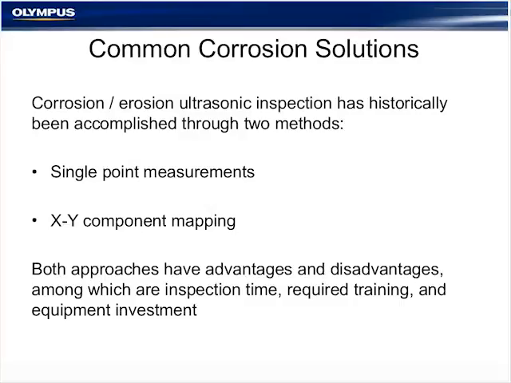And a more sophisticated method historically has been XY component mapping. This often involves using a scanner, whether it's a handheld or a motorized scanner encoder, and collects data across 2 dimensions on a component. This allows a faster collection of data, but certainly a higher level of training is required for this kind of inspection.